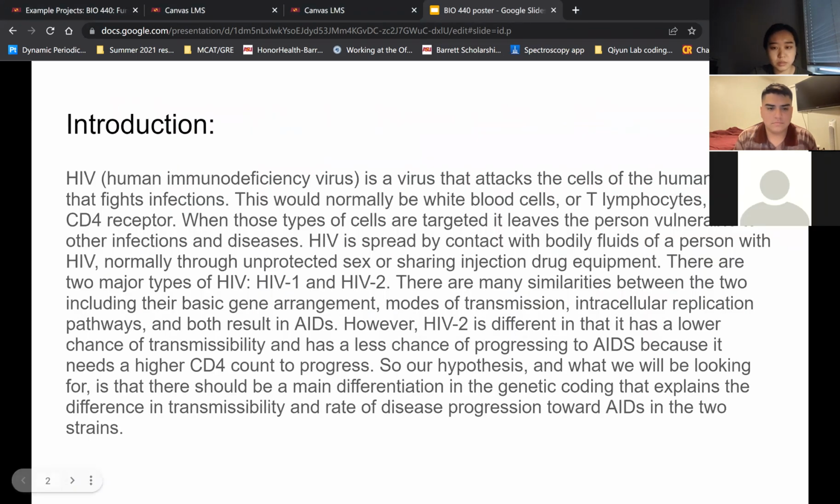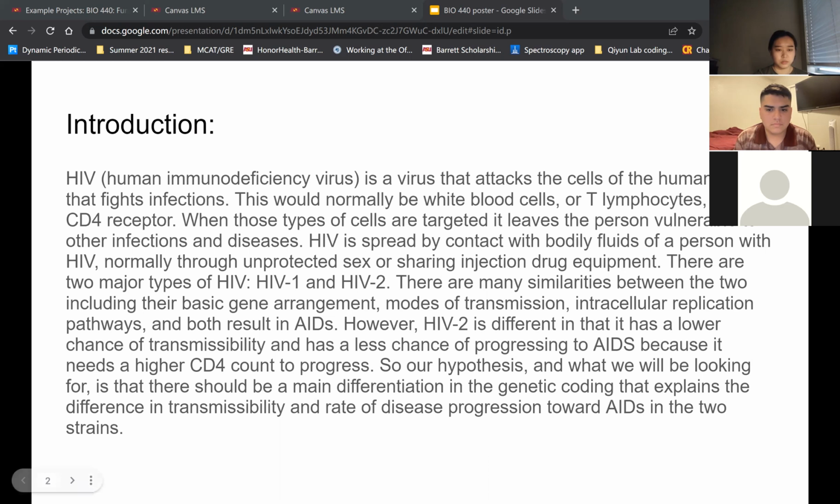Okay, for the introduction, HIV is a kind of virus that attacks the cells of the human body that fight infections. This would normally be white blood cells or T lymphocytes with CD4 receptors. We are mainly focused on the two major types of HIV. There are HIV1 and 2.